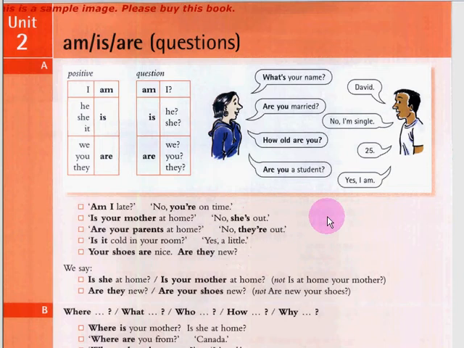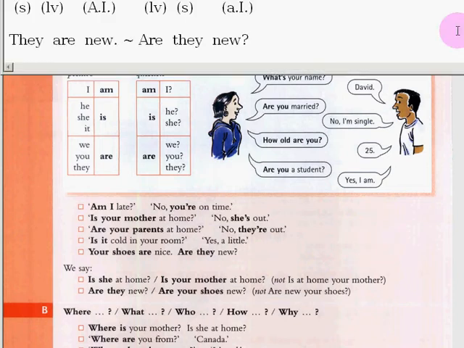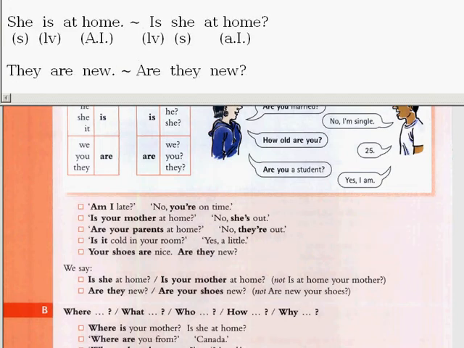Now, I know that it may be a little confusing to use am, is, and are when you are making questions, but it's really quite simple. Let's simplify it. You have, of course, your positive sentence. We have an example: She is at home.